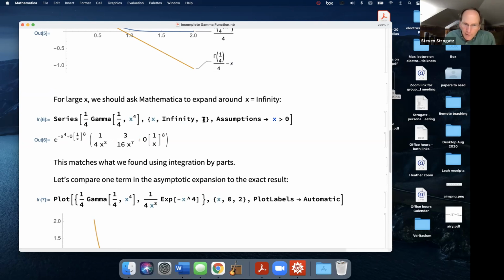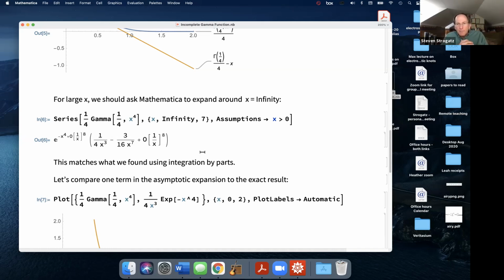I asked it to do out to the 7th term, and it gave me this funny expression I wasn't expecting, e to the minus x to the 4th, but then it writes plus big O of 1 over x to the 8th, which I don't really even know how to think about. It looks weird, but that's what it did. And I suppose it's right in some sense. I haven't really made sense of it though. And then it's giving me these terms, which are actually the first 2 terms in the asymptotic expansion, those are terms we calculated.